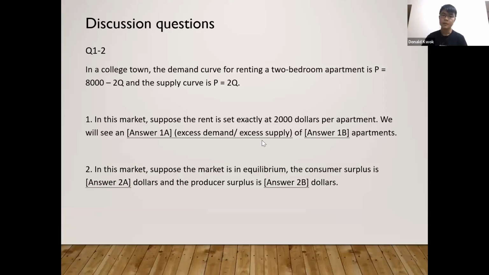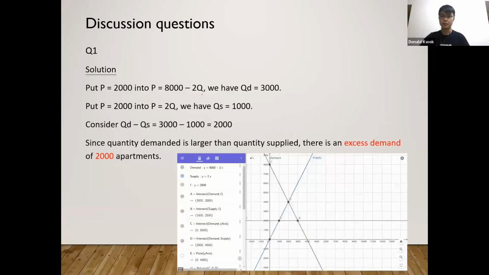Right, so let me start with question 1: to determine whether there is excess demand or excess supply at the rent of $2,000 and by how many units. So we just need to plug the price of 2,000 back into the demand and supply curves respectively to obtain the quantity demanded and quantity supplied, and then see whether QD or QS is greater. Okay, so let me show you more details.